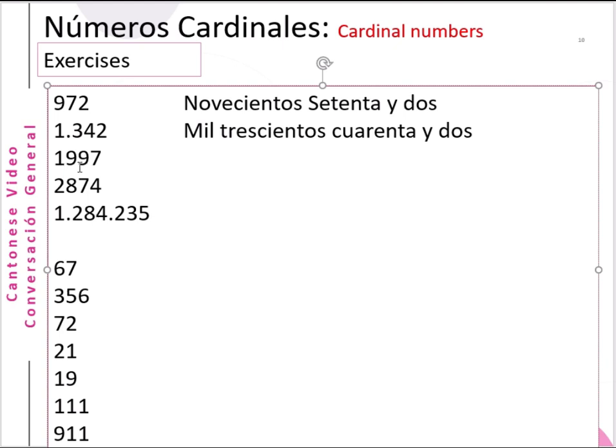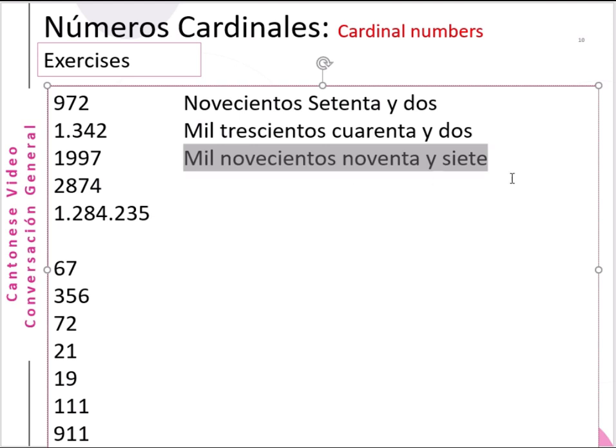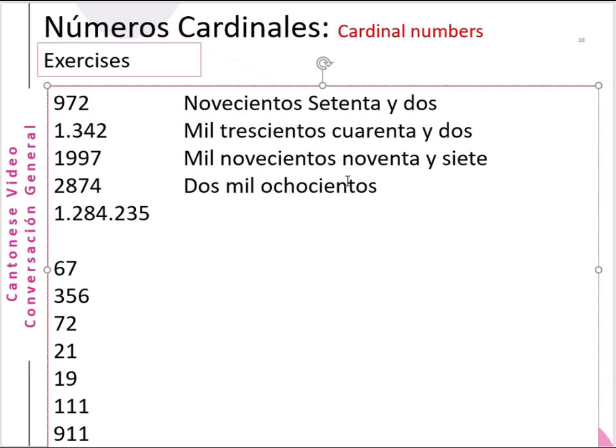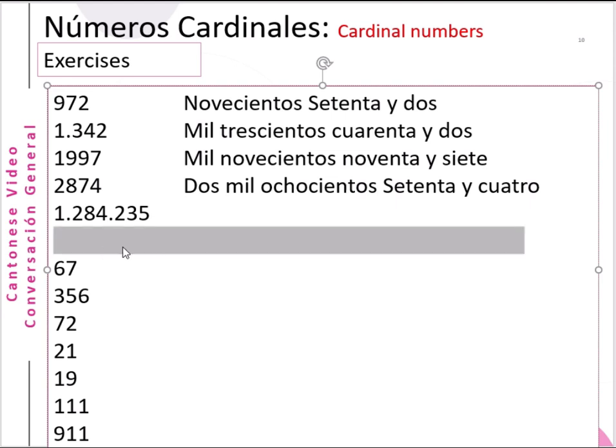1,997, mil novecientos noventa y siete. 2,874, dos mil. And you remember this mil has no S after it. 874. 1,284,235. Mil doscientos treinta y cinco.